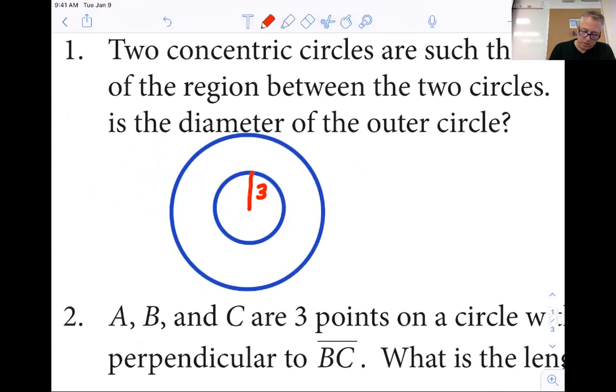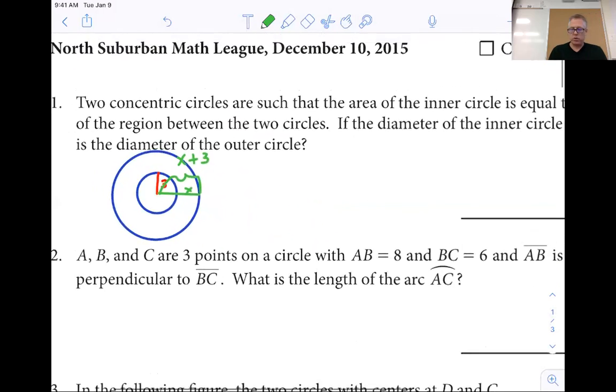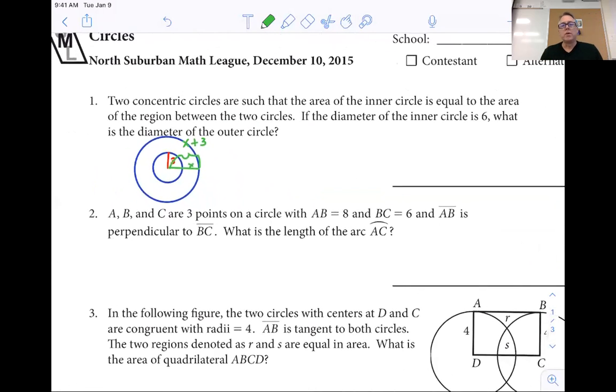So I'm going to leave you guys with this part. Let's call that diameter, if this little piece was x, then the diameter would be x plus 3. All right. Try and write down some ideas. We'll take just a couple minutes, and then we'll try and put our heads together to figure this out. I'll bring everybody back in about 2-3 minutes.